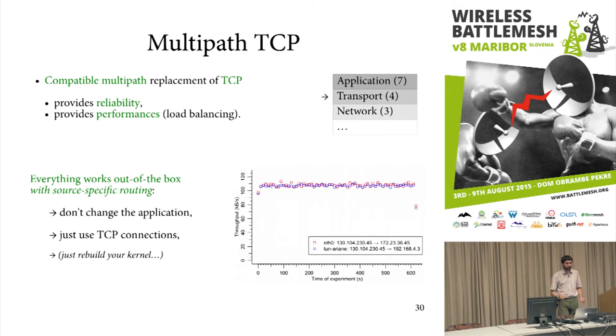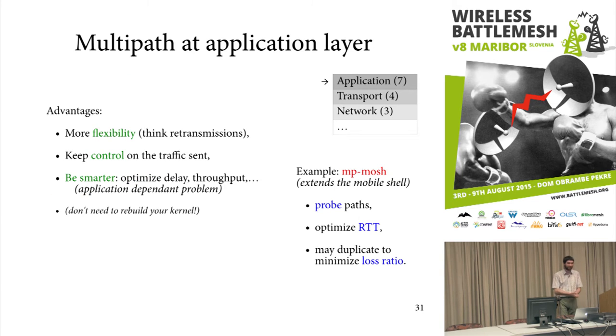At the transport layer, we have multipath TCP, which is a wonderful protocol, a compatible multipath extension of TCP, which provides reliability and performance. You have a wonderful graph of load balancing that we ran in our testbed. You see, it just uses the two routes perfectly. And everything just works out of the box with source-specific routing. It's wonderful for us and for the world, I hope.